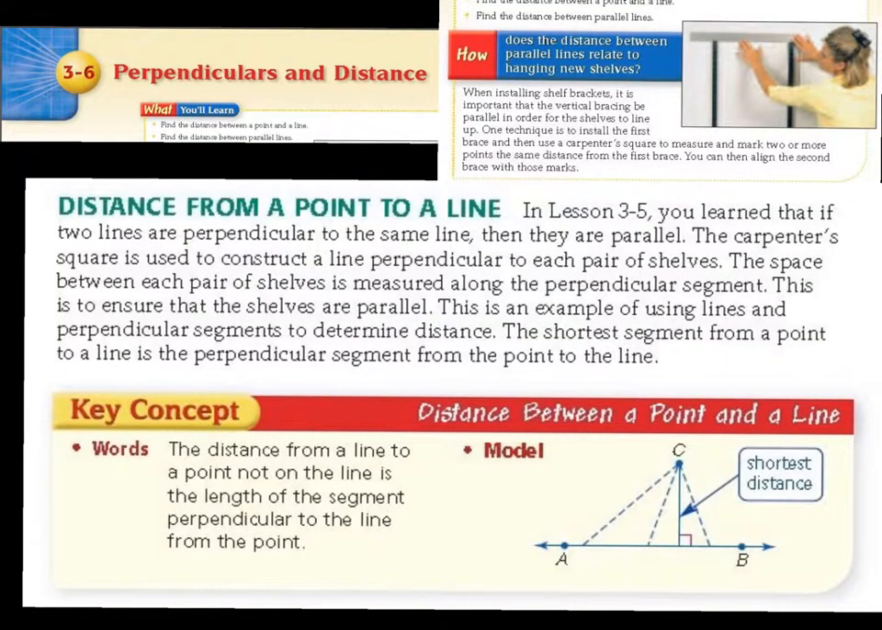In Lesson 3.5, you learned that if two lines are perpendicular to the same line, then they are parallel. The carpenter's square is used to construct a line perpendicular to each pair of shelves. The space between each pair of shelves is measured along the perpendicular segment. This is to ensure that the shelves are parallel. This is an example of using lines and perpendicular segments to determine distance. The shortest segment from a point to a line is a perpendicular segment from the point to the line. The distance from a line to a point not on the line is the length of the segment that is perpendicular to the line from the point.